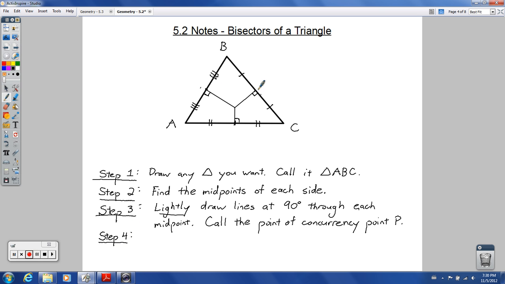So notice again, we're doing perpendicular bisectors of the triangle right here. So that's the first type of bisector that we're doing with this triangle. We are going to draw a circle centered at P, and I didn't label P up here yet, so let me do that right now. This is point P up here where they meet.